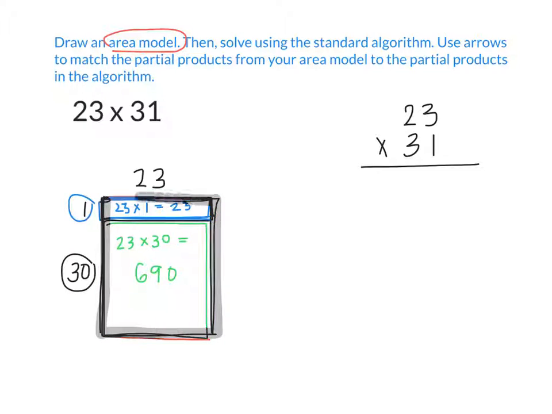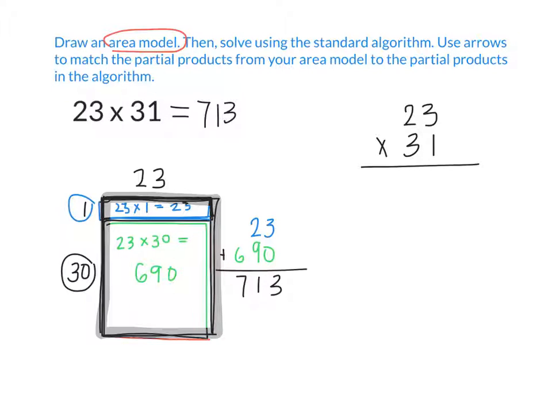Yeah, I have to add the two partial parts, right? I have to do 23 plus 690. When I do that, I get 713. So the entire area of the entire rectangle, 23 times 31, is 713.